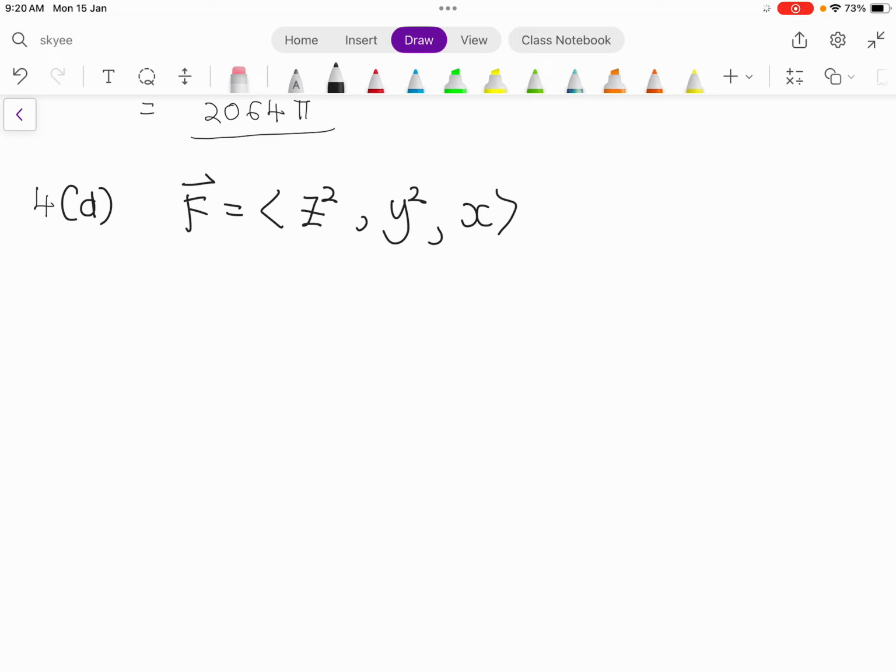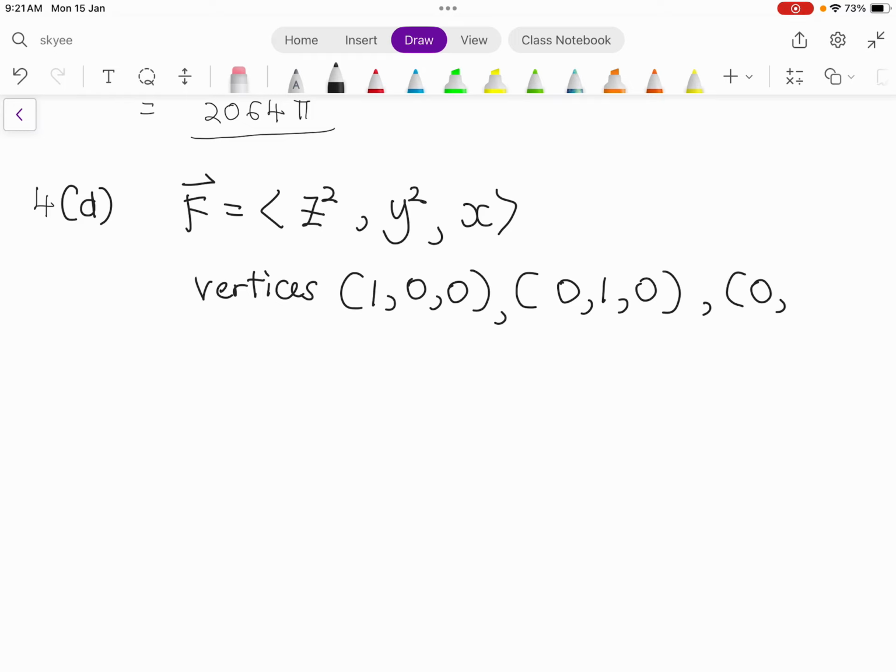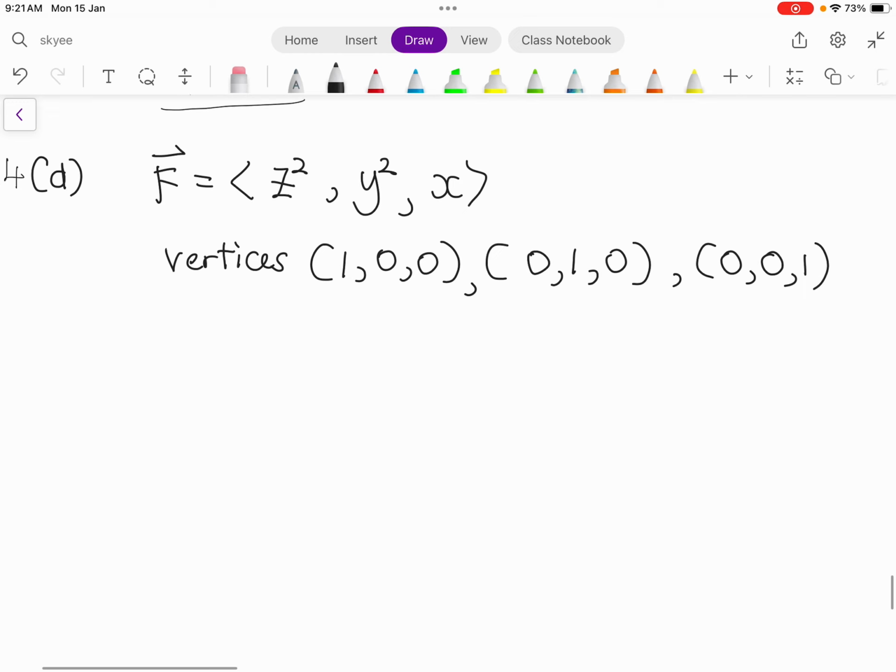C is the triangle. C stands for the curve, and this curve is in the triangle shape with the vertices (1, 0, 0), (0, 1, 0), and also (0, 0, 1). So these are the vertices, and you have to use the Stokes theorem.